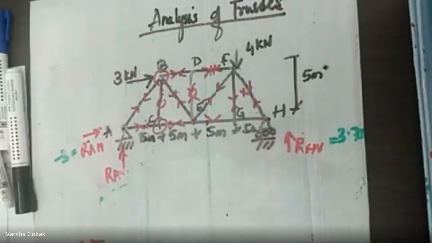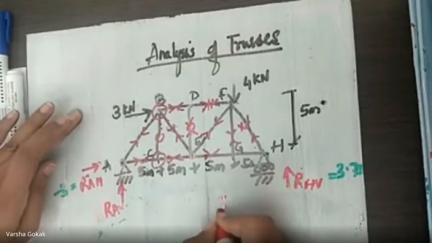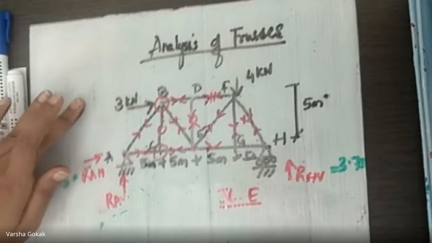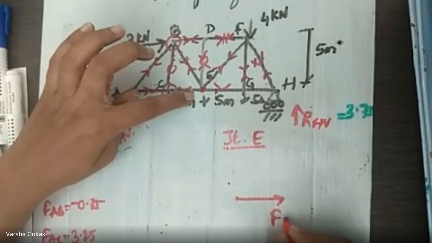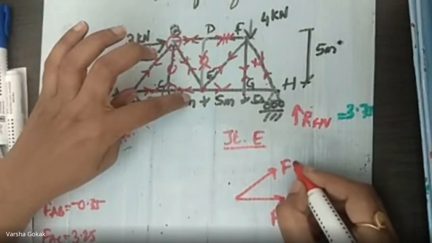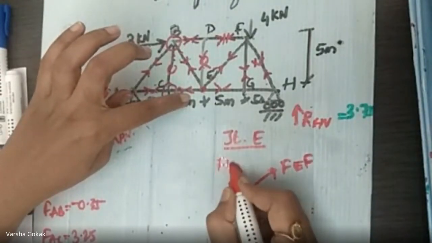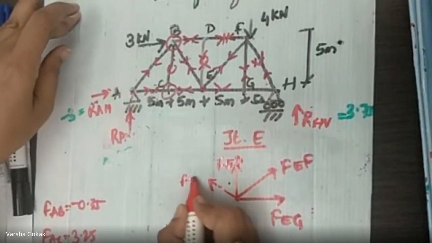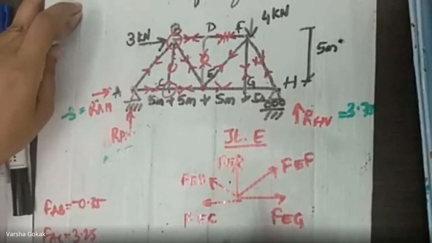Now let us go to joint E, because I know 1, 2, 3 and only these two are unknown. Okay. So next I'll go to joint E. So when I draw joint E, what all are the forces in joint E? Look at this. I have FEG and I have FEF. Then we have FED. Then we have FEB and we have FEC.